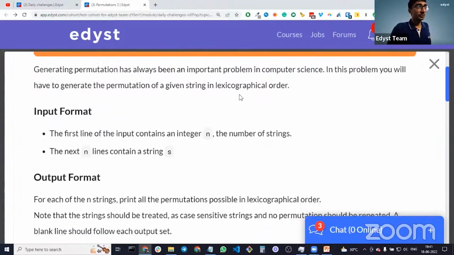All right. So the question says, this is actually a fairly standard backtracking question that's there in backtracking. So let's have a look at it. Generating permutation has always been an important problem in computer science.